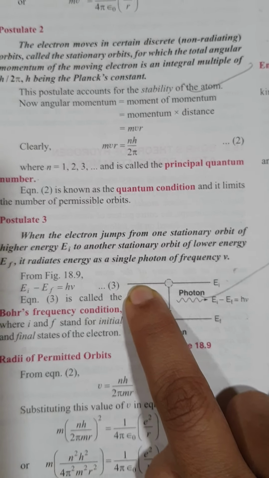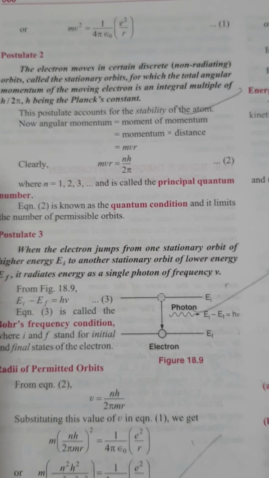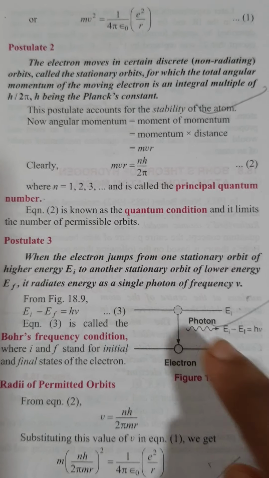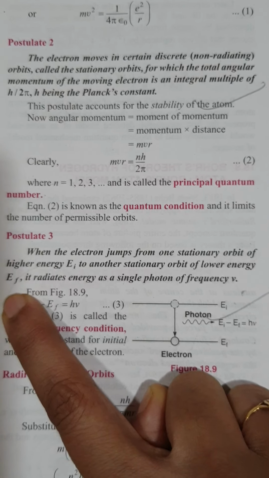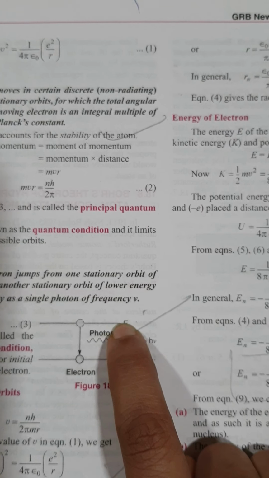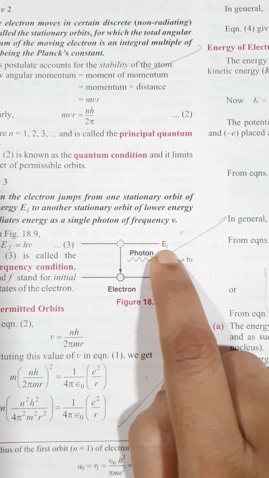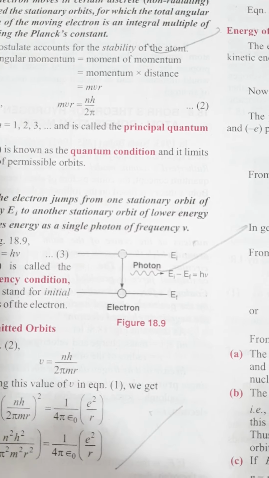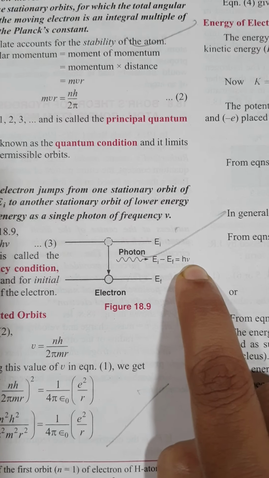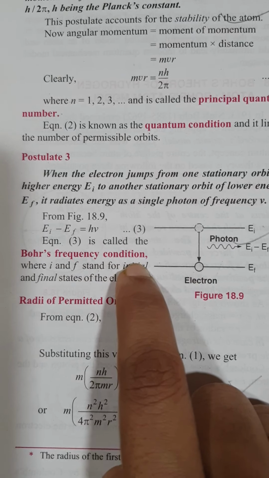Now the third postulate of Bohr: the electron jumps from one stationary orbit of higher energy to another stationary orbit of lower energy. See it, Ei stands for initial energy level, Ef stands for final energy level. When the electron jumps from the higher energy level Ei to the final energy level Ef, energy is released. You can see here it is in terms of photon h nu. So we give the equation Ei minus Ef is equal to h nu, and this is known as Bohr's frequency condition.